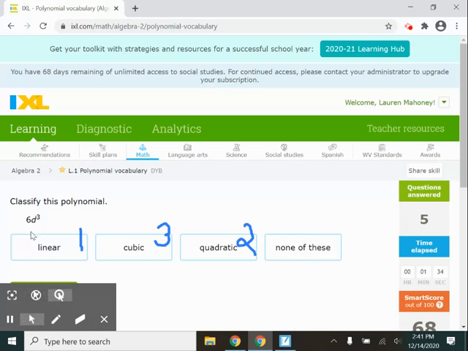Now be careful because if you have a variable that has no exponent listed, but the variable is still there, that is going to be a linear of degree 1, not a none of these. If there's no variable at all, or if the variable has an exponent higher than 3, then you would pick none of these. As this one has a highest degree 3, it is going to be a cubic.